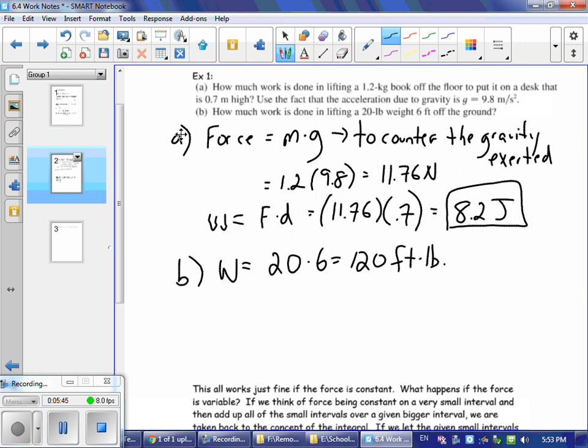The reason I didn't do anything with gravity is because it's not necessary to multiply by gravity when we're given weight in pounds. The pound actually takes care of the fact that the gravity is already exerted in there. So if you're given it in pounds, you don't need to use the gravity. If you're given it in kilograms, then we're going to have to use the gravity. All right.